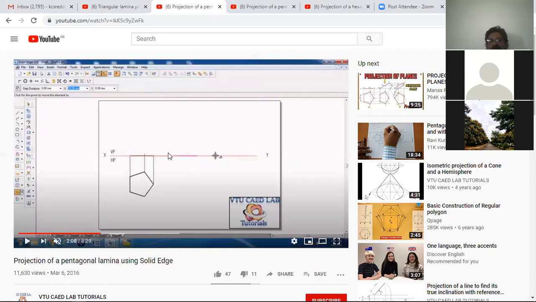How much angle is given? He has not given any angle, but he has given that this corner, the corner opposite to the resting edge, is 15 mm above HP. So I don't know the angle, but I know this point lies at 15 mm above HP. So I can draw a 15 mm line offset to this. Use the offset command and draw a 15 mm line. Okay. Then you need to rotate in such a way that it touches that particular line.